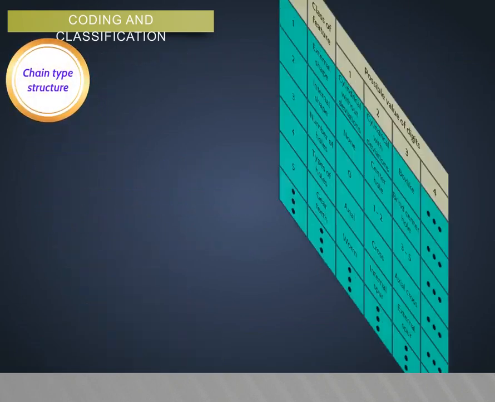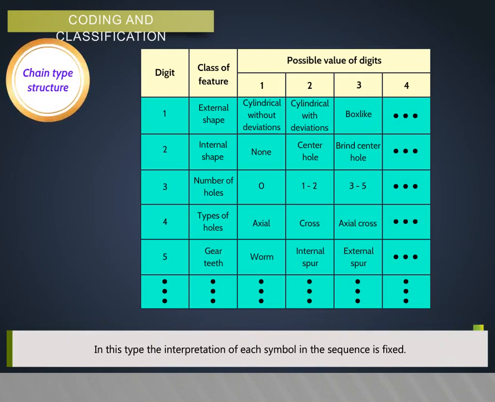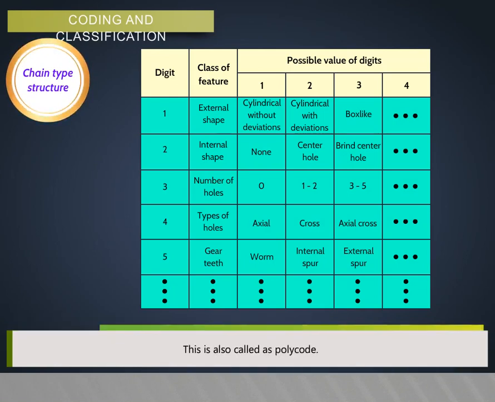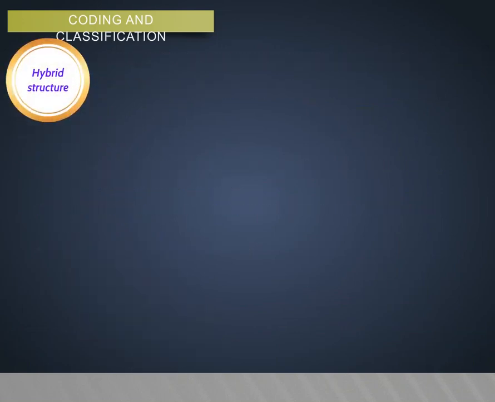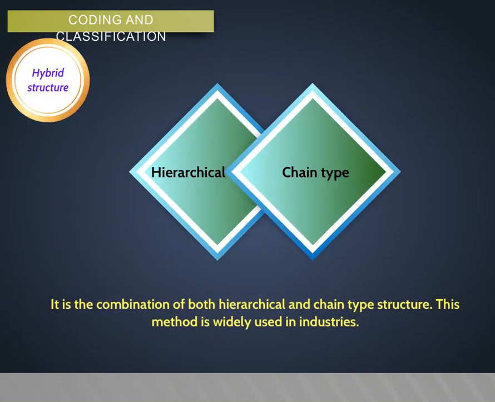Chain type structure. In this type, the interpretation of each symbol in the sequence is fixed. This is also called as polycode. Hybrid structure. It is the combination of both hierarchical and chain type structure. This method is widely used in industries.